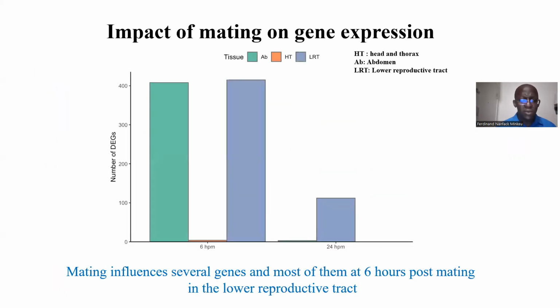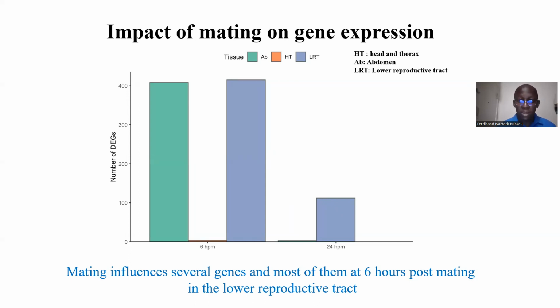You can see on the result that if you compare mated and unmated, meaning if you compare females mated to the wild type mosquito with the virgin mosquito, you have several genes, and most of them are present in the lower reproductive tract at 6 hours post-mating. As compared to that, at 24 hours you have a reduction in the number of differentially expressed genes.